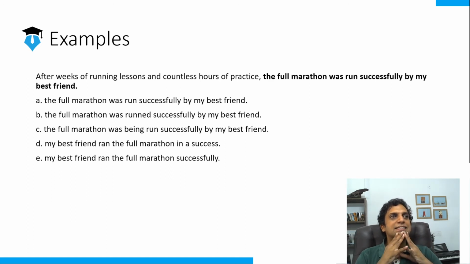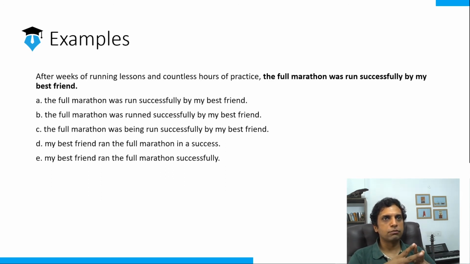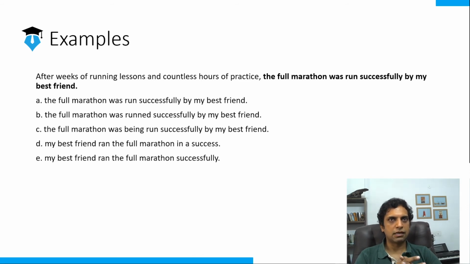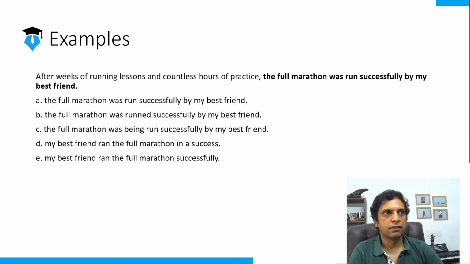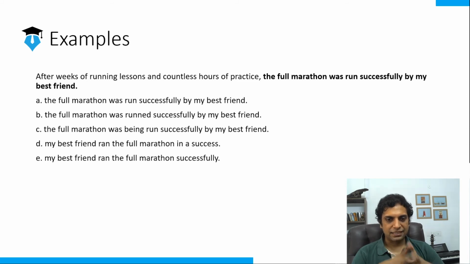Let's take some very quick examples. After weeks of running lessons and countless hours of practice, the full marathon was run successfully by my best friend. What's the modifier here? What is the subject verb object form? The full marathon was run by my best friend, and you've added successfully as an adverb in the middle. In any case, what is the first thing that you see? Active voice is preferred. This is passive voice. Was run successfully.